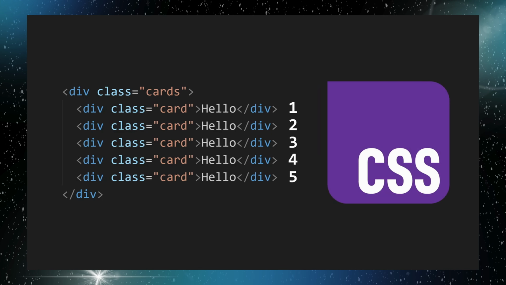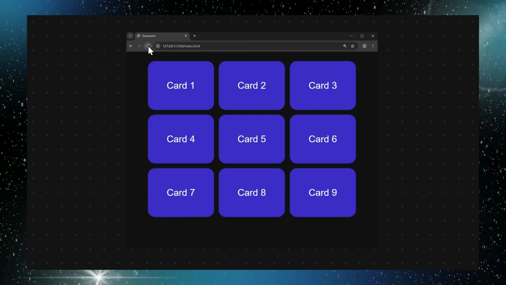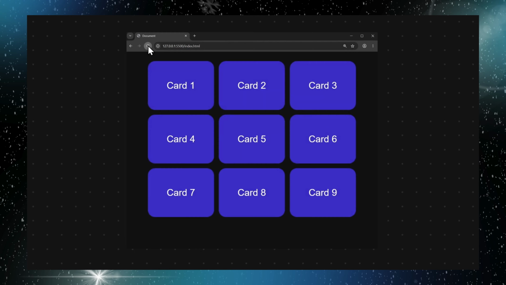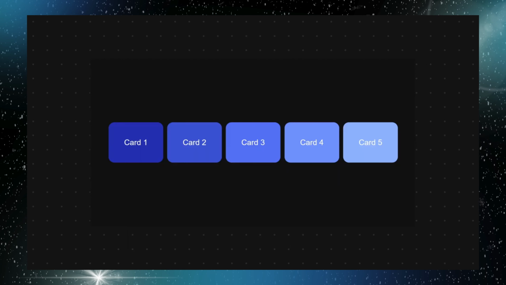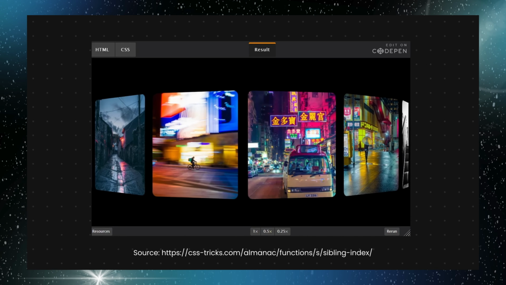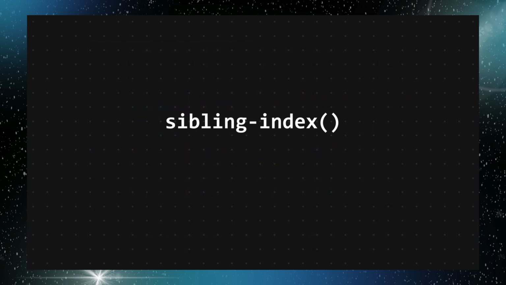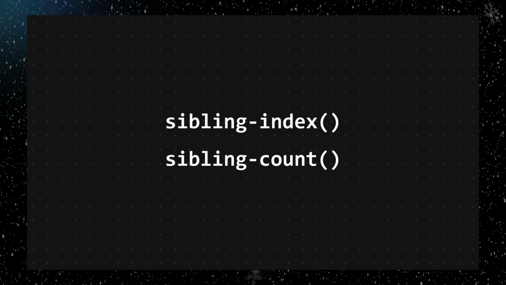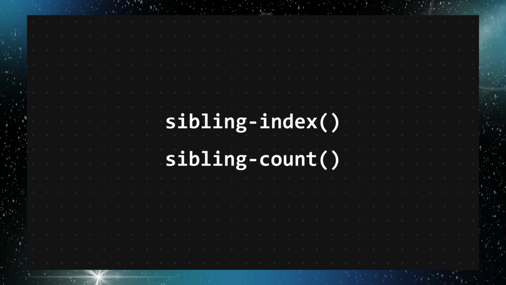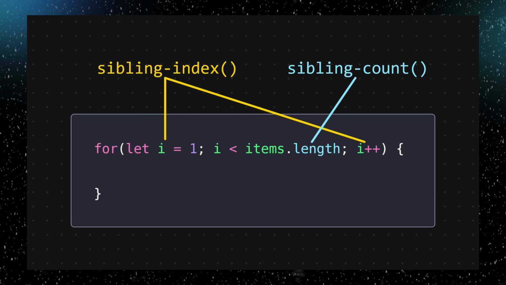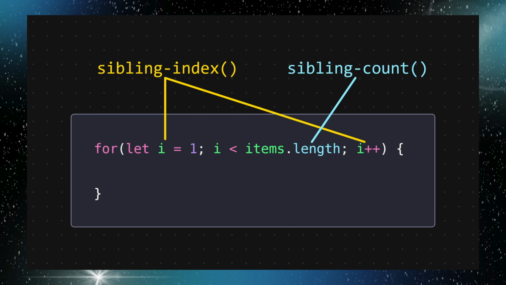CSS can now count elements, and while it sounds pretty basic, it lets us do very powerful calculations, such as animating cards one after another, or coloring items dynamically based on their position. Features where you would normally need JavaScript will now be possible with CSS only. The new functions are called sibling-index and sibling-count, and they let us know which item I am in a list of siblings, and how many items there are in total, which basically means we have a simplified version of a JavaScript loop built into CSS only.